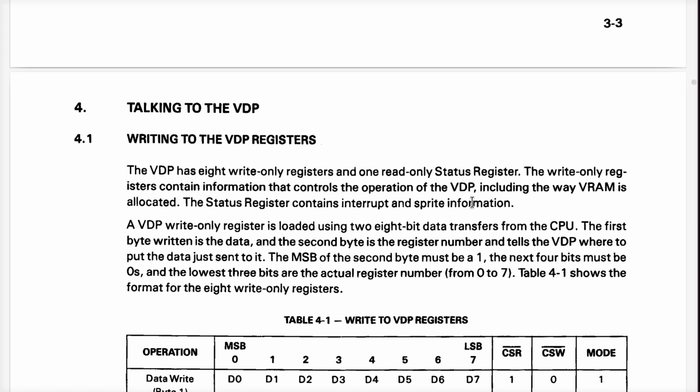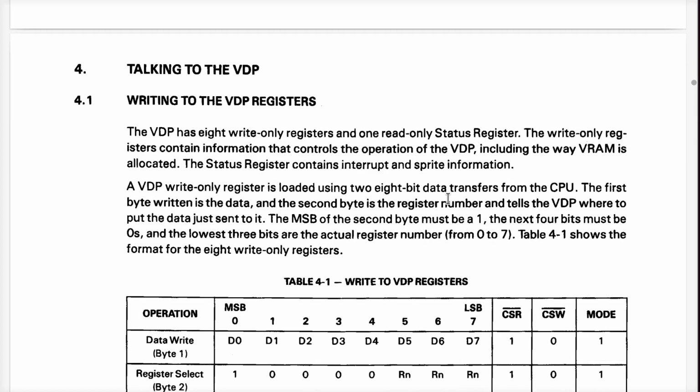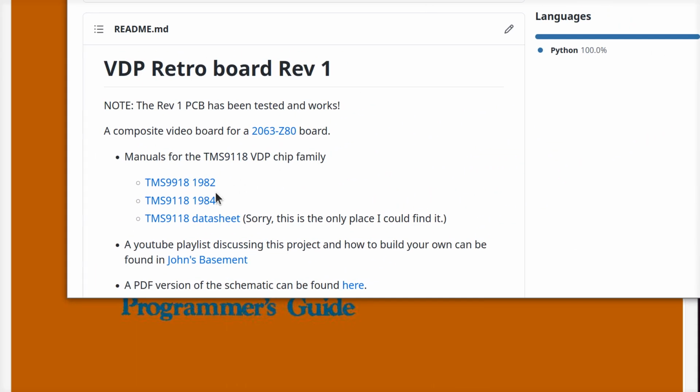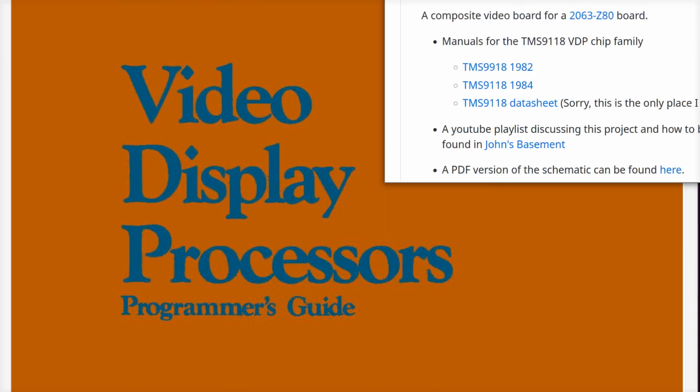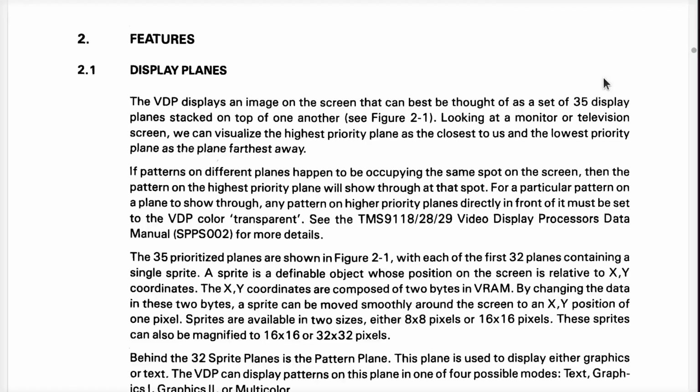Now, I'm used to the 1984 manual, and for whatever reason, this one is scanned differently, and it scrolls better with my PDF browser. So I'm going to go back to this one, and you remember this one, it looks like this. This is the so-called programmer's guide. This is the 1984 link right there from the GitHub page, all right? And what do we need to do out of here?